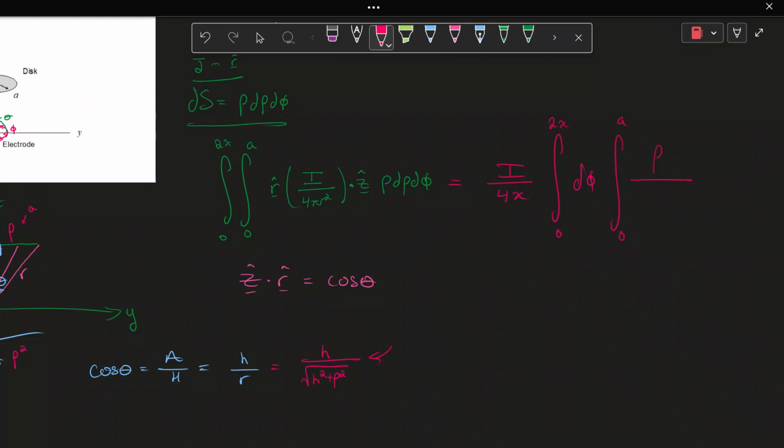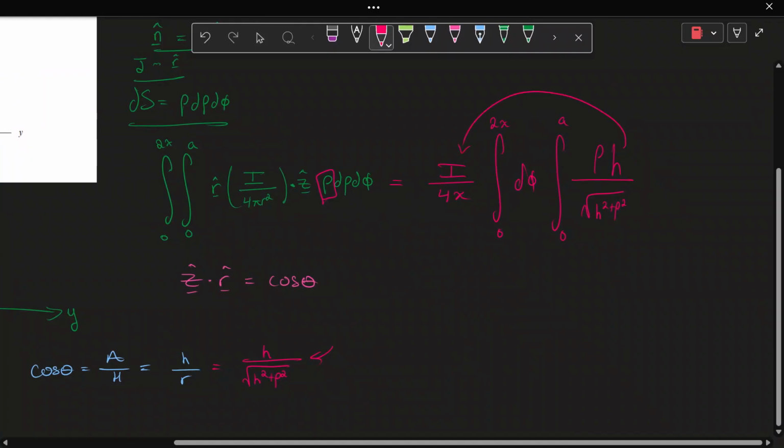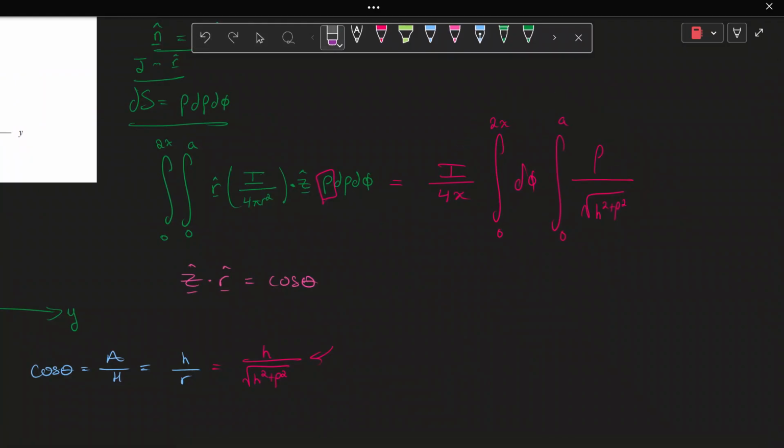Well, rho goes on the top because of this rho here, divided by, or I guess here, times h, square root of h squared plus rho squared. Now the h can also come on the outside, so we don't have to have that inside. So we have I h over 4 pi, and then the integral of all this stuff. The integral of d phi from 0 to 2 pi is 2 pi, so it's I h, 2 pi over 4 pi is 1 over 2. Now we have the integral from 0 to a of, don't forget this d rho, of rho over the square root of h squared plus rho squared.